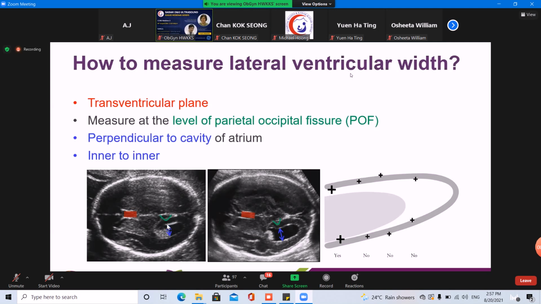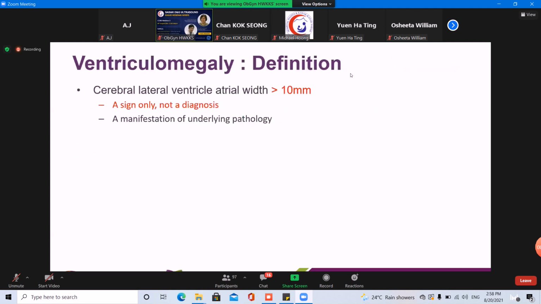We only measure the atrium, from inner to inner, and we take the measurement perpendicular to the atrium. It's not perpendicular to the ground, it's perpendicular to the atrium. So we place the caliper on the inner border of the atrium. This is how we measure the lateral ventricular width. Sometimes we call it atrial width. If the atrial width is more than 10 mm, we call this ventriculomegaly. But mind you, this is an ultrasound sign only. It is not a diagnosis, and it may be a manifestation of underlying pathology.